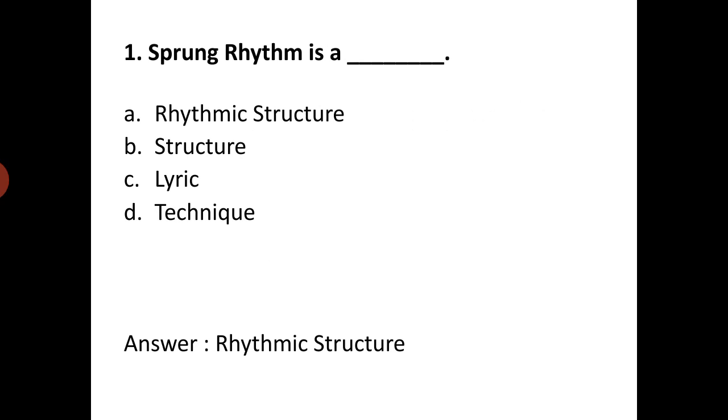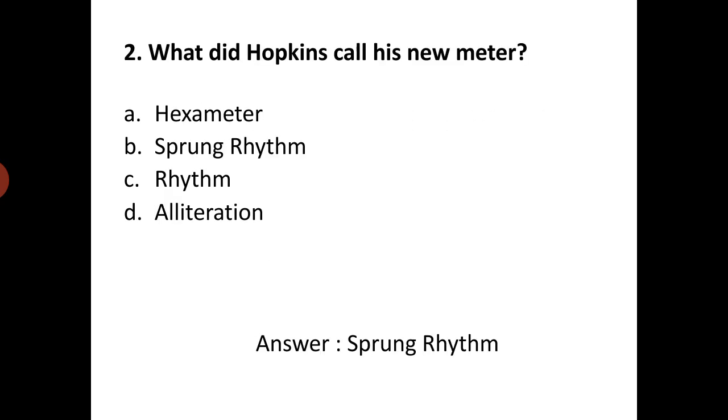For your reference, we have MCQs. We will see one by one. First question: sprung rhythm is a dash. Options: rhythmic structure, lyric, technique. Answer is rhythmic structure. Second question: what did Hopkins call his new meter? Options: hexameter, sprung rhythm, alliteration. Answer, sprung rhythm.